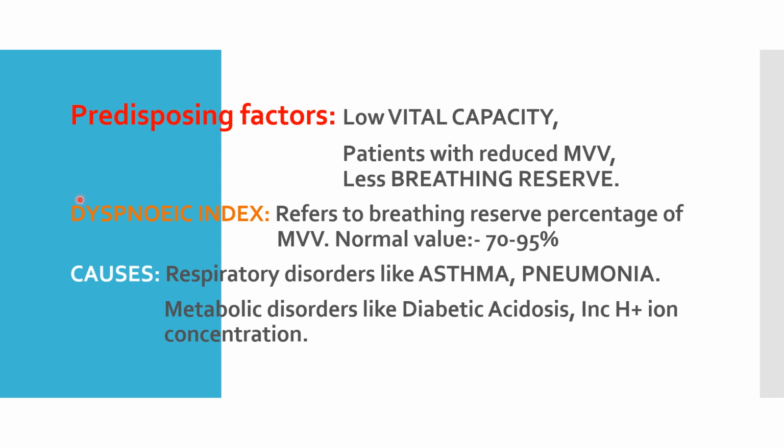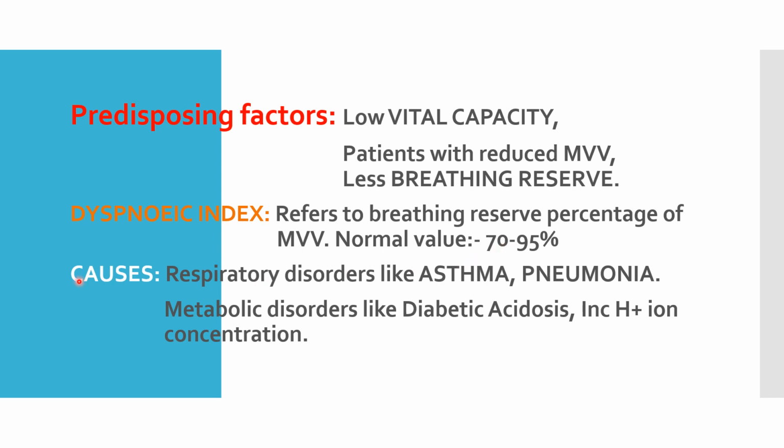And next, the most important criterion for a person to be considered as having dyspnea is the dyspneic index. It refers to the breathing reserve as a percentage of MVV. The formula for dyspneic index, you all know it, and the normal value is 70 to 95%. So below which value is the person considered as having dyspnea? Below 60%. If the dyspneic index is less than 60%, the person is definitely having dyspnea.